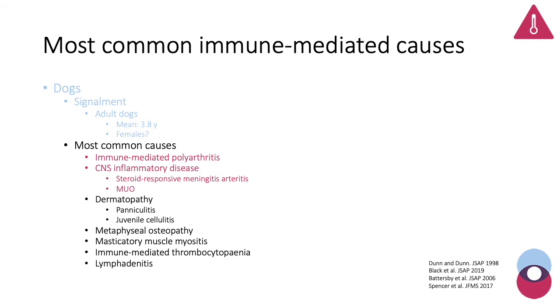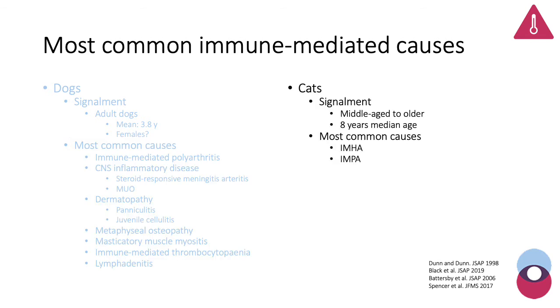You can also sometimes see certain dermatopathies, such as panniculitis, typically sterile panniculitis, and juvenile cellulitis. You have masticatory muscle myositis, immune-mediated thrombocytopenia, and lymphadenitis coming up as potential causes as well. And again, this is based on the studies, where these were, by numbers, the most common causes.